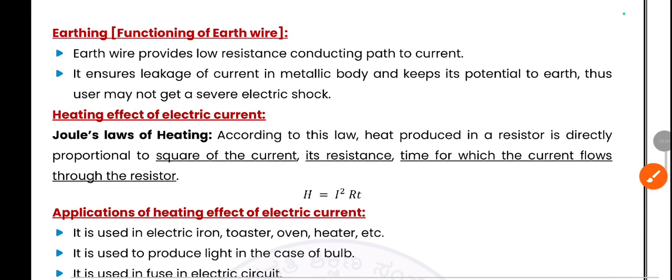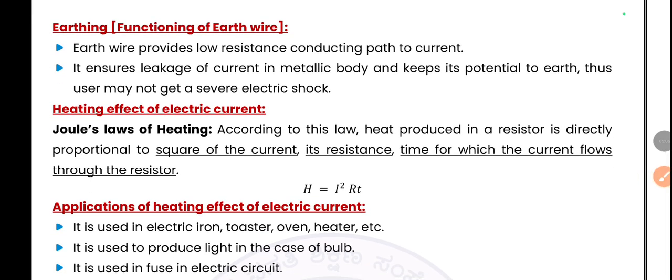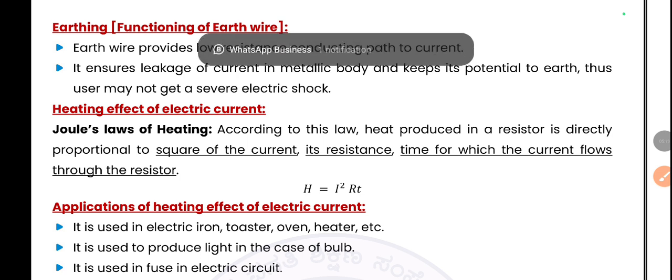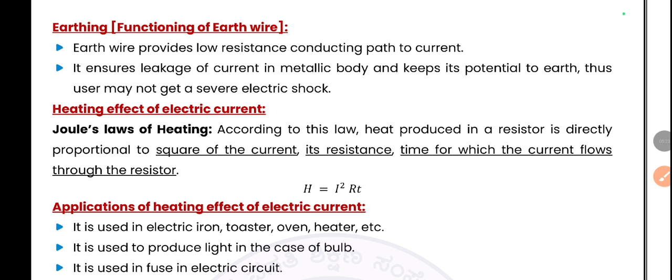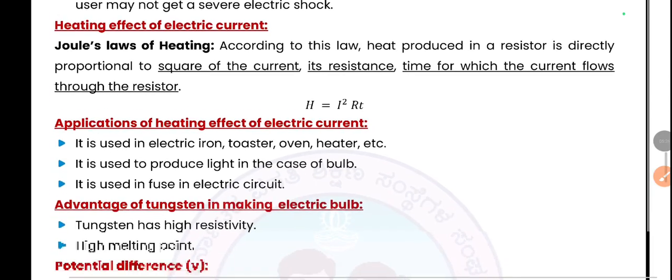The next one, earthing. Functioning of an earth wire. Earth wire provides a low resistance conducting path to the current. It ensures leakage of current in metallic body and keeps its potential at earth. Thus, the user may not get a severe electric shock.